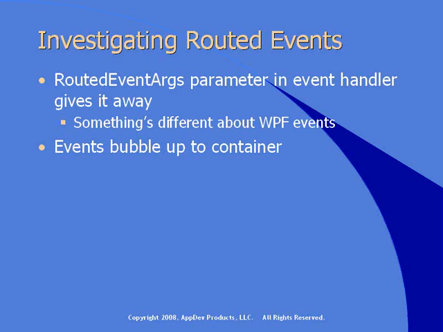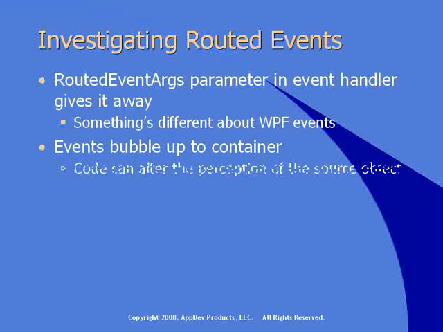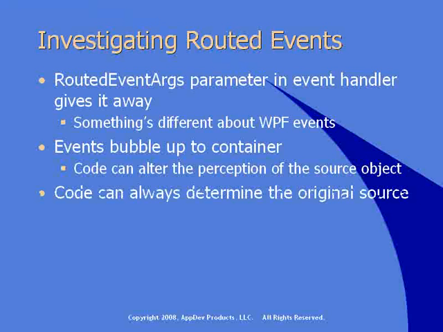That allows you to write one event handler that can handle events from lots of different controls if that's what you want. The nice part is the code can alter the perception of what the source object was. So at any point, the event handler can change the object that looks like it raised the event, so you get lots of flexibility in terms of who raised the event and who handles the event. The code, however, can always determine the original source of the event and the original event itself.